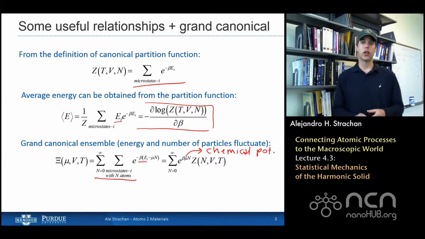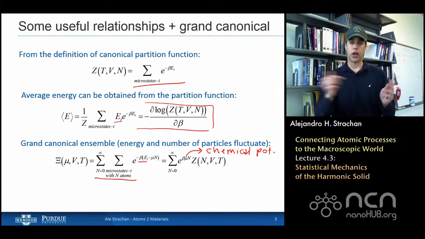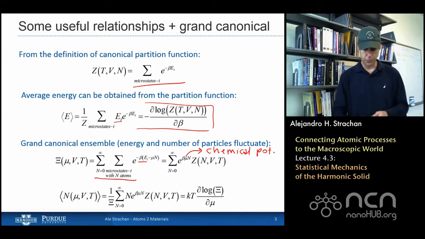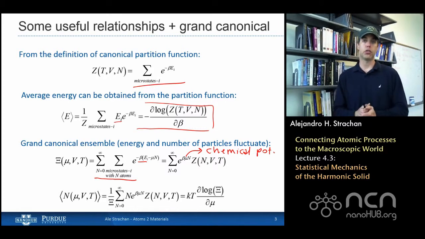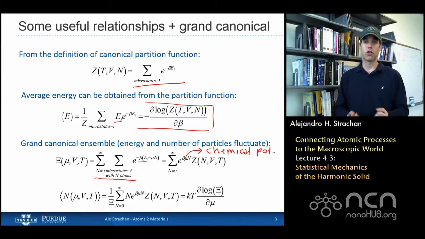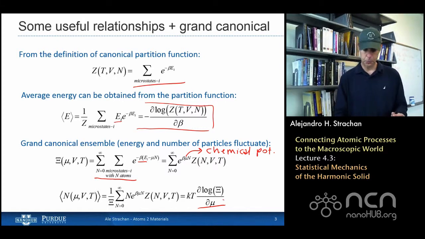Okay, so that's the grand canonical partition function. It applies to systems where the separation with the environment is permeable, and it allows atoms to move in. The same way as we can calculate the average energy from the canonical partition function, we can compute the number of atoms from the grand canonical partition function, simply taking derivatives with respect to mu. Okay, and also you will demonstrate this in the homework assignment.